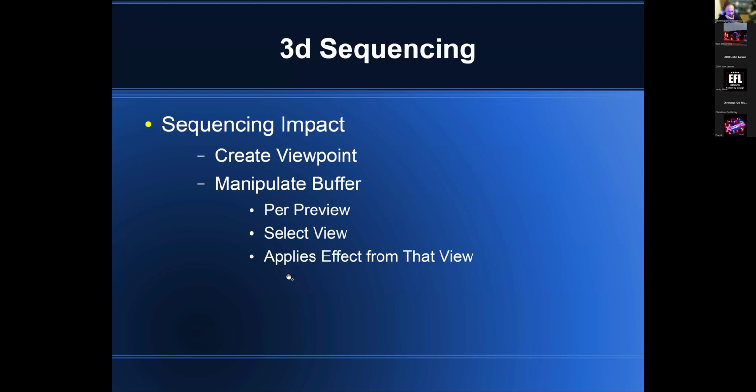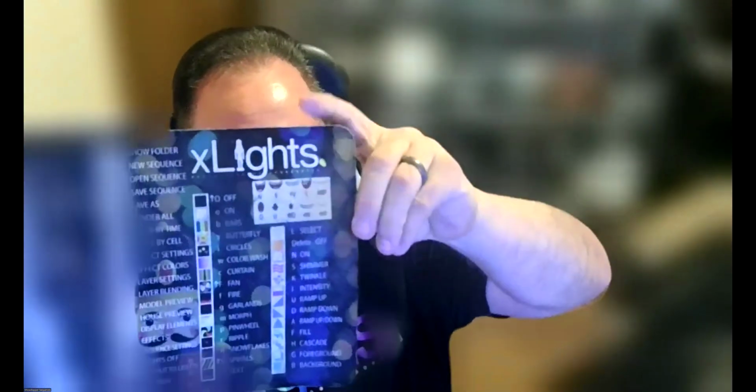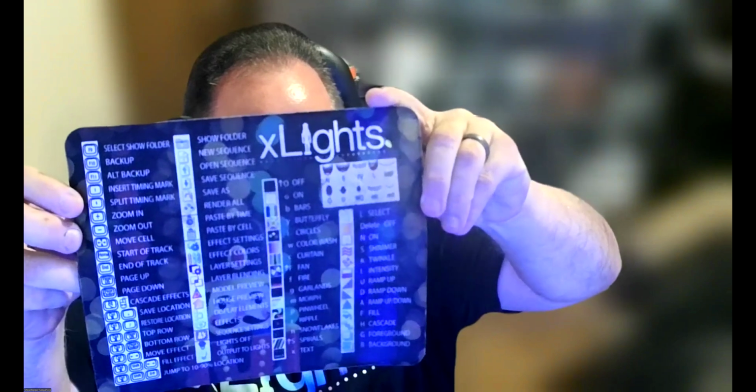Now, one of the things that they asked me to talk about was the keyboard shortcuts. When you talk about the shortcuts, I'm going to show this to you. Let me see if I can hold it up where you can see it. Some of you are going to recognize that. Okay, that is a mouse pad that I got at Expo when it was held in Mesquite, Texas. And it's got every little keyboard shortcut on there that is built into xLights.